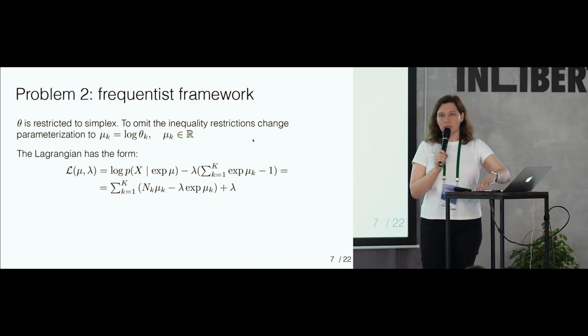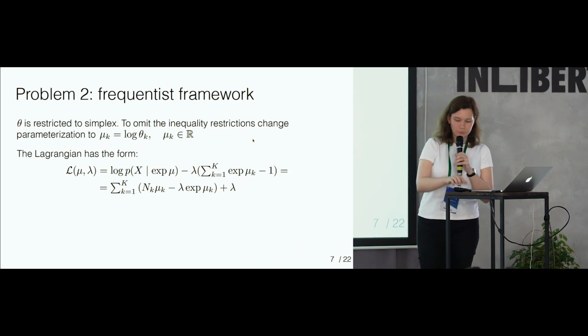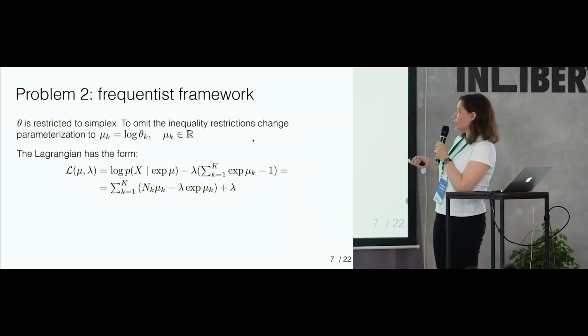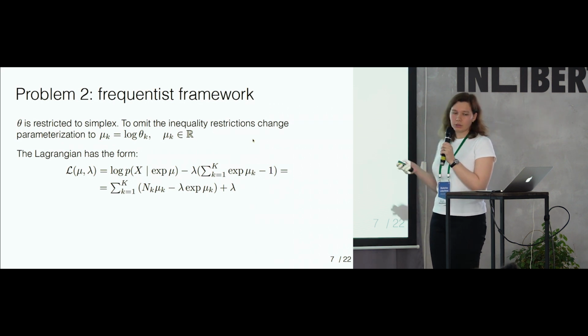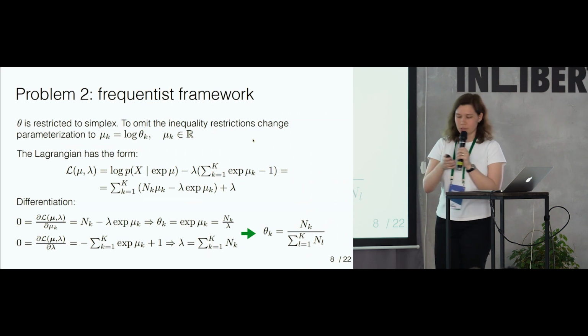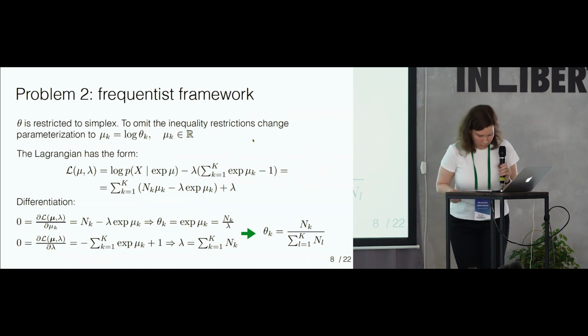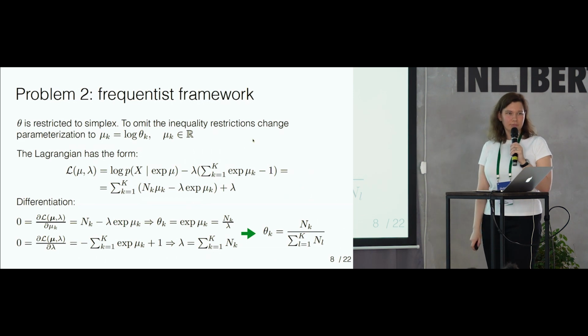Now to deal with equality restrictions, we use Lagrange multipliers. We write down the Lagrangian, which is equal to the function which we want to optimize minus the Lagrange multiplier times our restriction. Now we differentiate our Lagrangian with respect to both mu k and the Lagrange multiplier, make both of these derivatives equal to 0 and find the solution. I will give you 1 or 2 minutes to read the formulas.